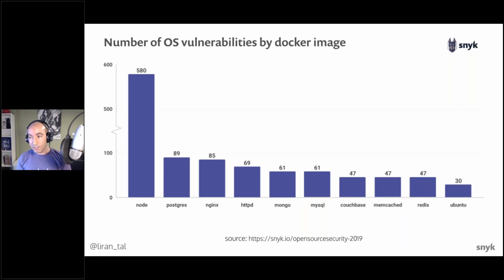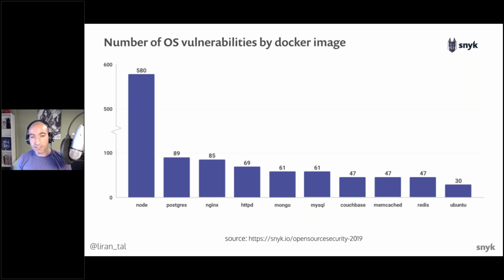A while ago, about February 2019, last year, in the State of Open Source Security report, and a new one is coming up probably very soon for this year, we took a look at all of the top, most popular Docker images that we see on Docker Hub, and we plotted the amount of vulnerabilities that each of them has just by default, just by requiring from Node or from Postgres or from Nginx. These are all the vulnerabilities that we're pulling in by default on those containers.